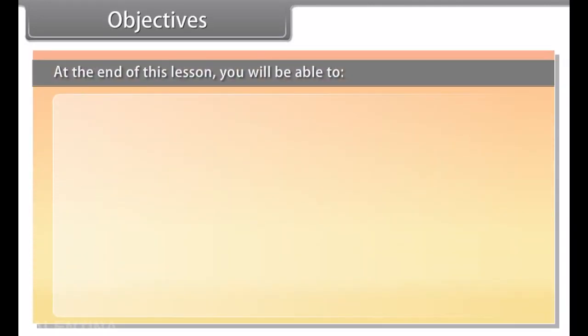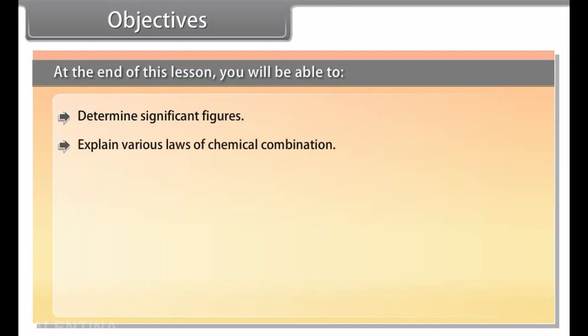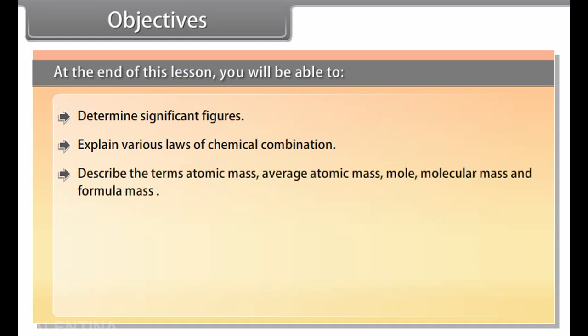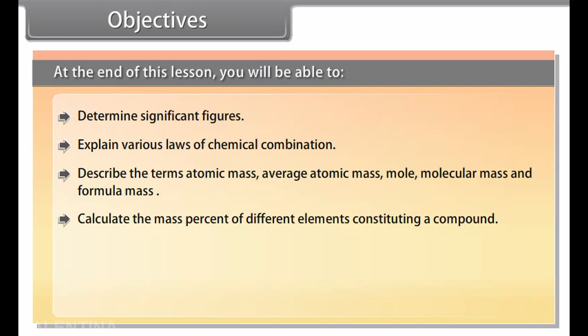Objectives. At the end of this lesson, you'll be able to determine significant figures, explain various laws of chemical combination, describe the terms atomic mass, average atomic mass, mole, molecular mass, and formula mass, calculate the mass percent of different elements constituting a compound.